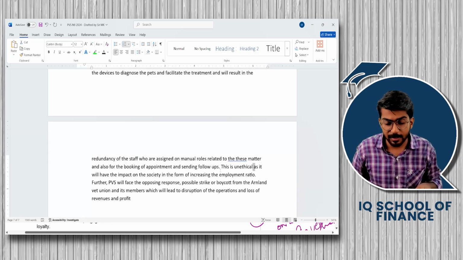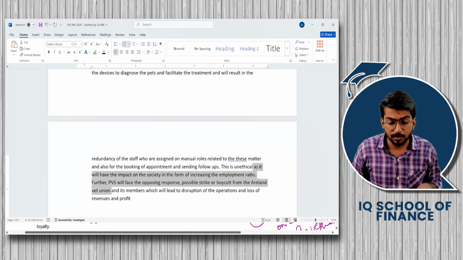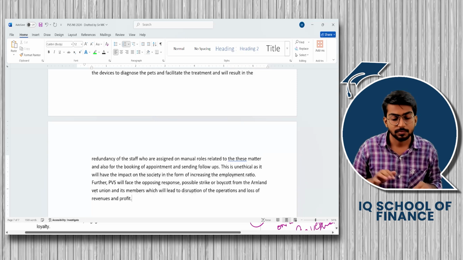This is unethical as it will have an impact on the society in the form of increasing the unemployment ratio. Further, PVS will face an opposing response, possible strike, boycott from the Ireland Vet Union and its members, which will lead to a disruption of the operation and loss of the revenues and profits. Okay.